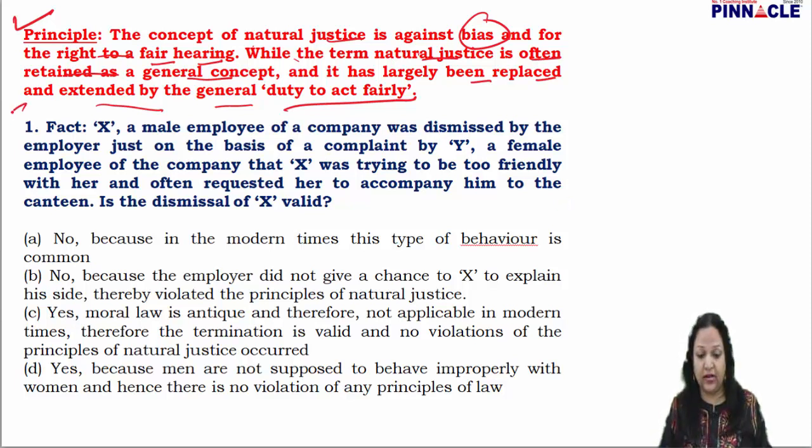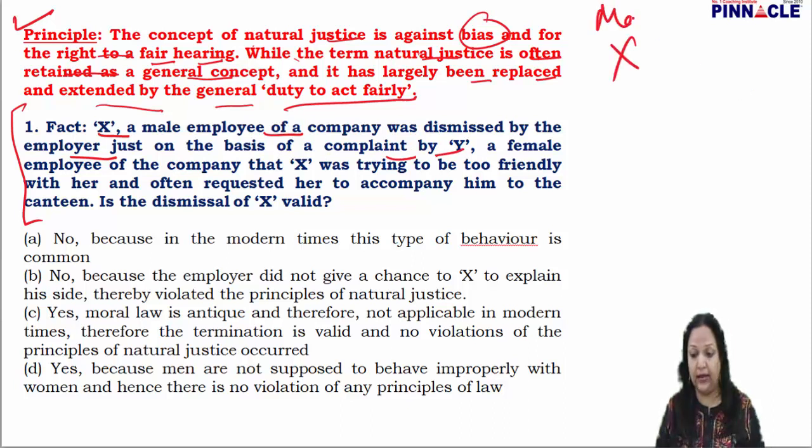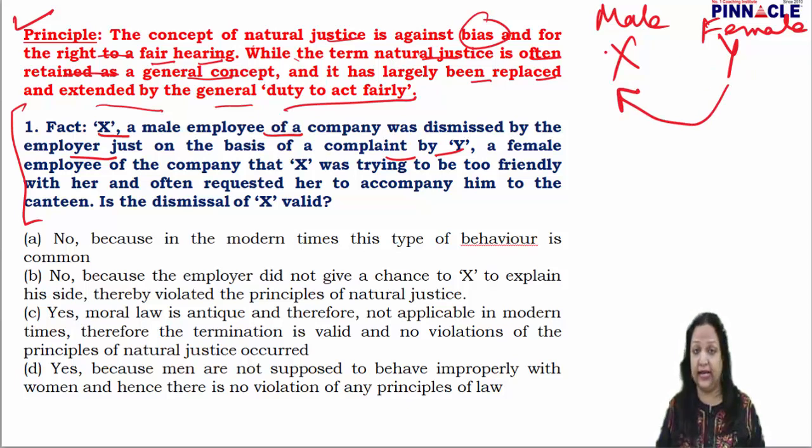Now facts have been given after that, and what are the facts? The fact says that X is a male employee of a company and he was dismissed by the employer, that is the person who gave him the job, just on the basis of a complaint made by Y. So X is a male employee, Y is a female employee. This female employee has made a complaint against X.